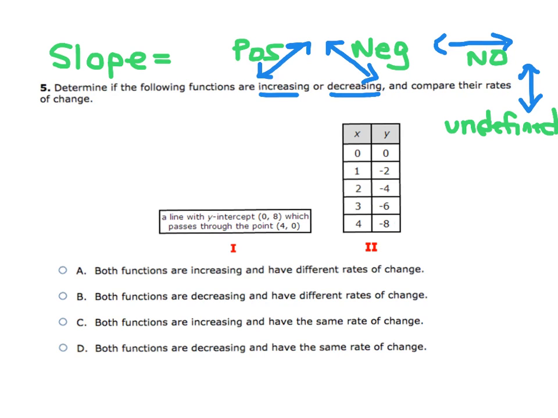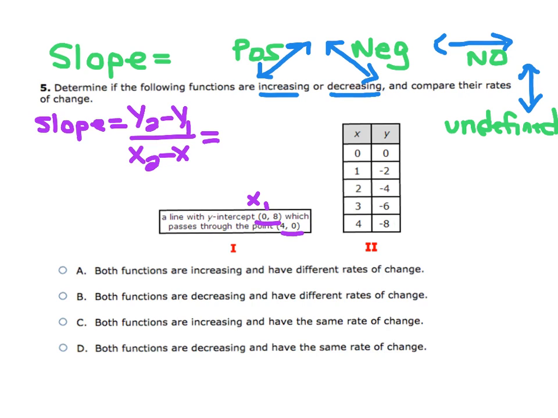Now let's take a look at the two functions they give us. Our first one is a line with the y-intercept of (0, 8), which passes through the point (4, 0). So in this one, they're giving us two ordered pairs and wanting us to find that slope or that rate of change. So when we have 2 points, to find the slope, we're going to take our change in y's, y2 minus y1, over our change in x's, x2 minus x1, with that being our rise and our run. So this would be our first ordered pair, so it would be x1, y1. This would be our second ordered pair, so x2, y2.